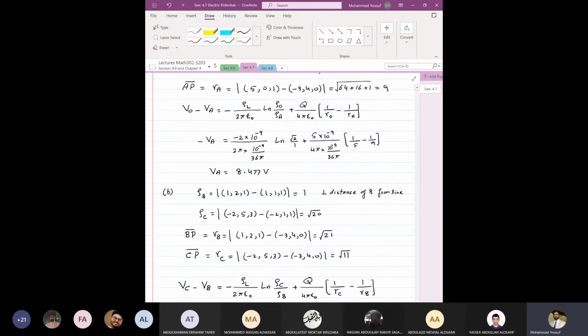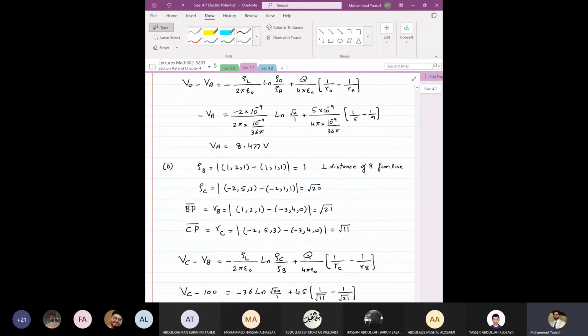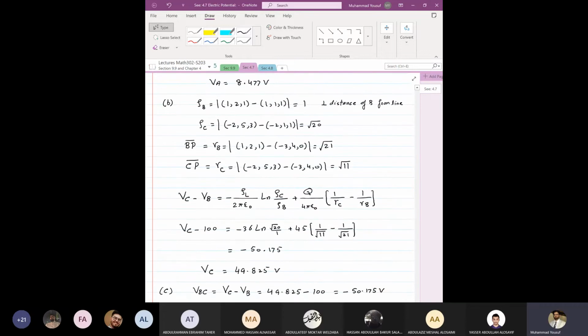Again, we put them in the formula, and we need to find V at C. V at B is 100. We put 100 here and do this plus minus thing, and we get the answer. And then the potential difference, VC minus VB, is minus 50.175.